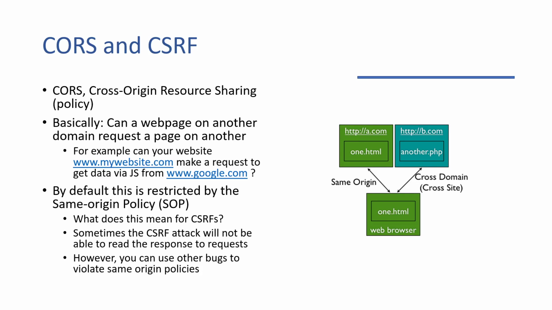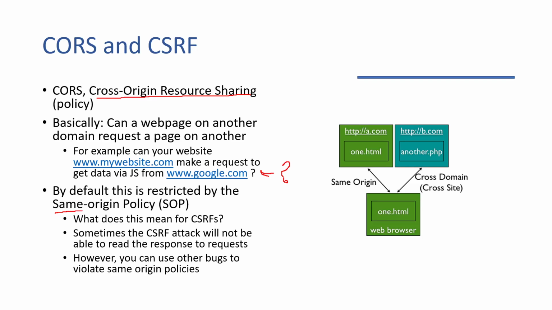You also have CORS, and it's really important when we talk about CSRF to talk about CORS policy and same origin policy. So what are these? These are policies that your web browser has, which restrict whether or not you can call one website from another. So if you've got mywebsite.com and you make a request via JavaScript to google.com, should that be allowed? Should that work? Depending on what the cross-origin resource sharing policy is, yes or no.